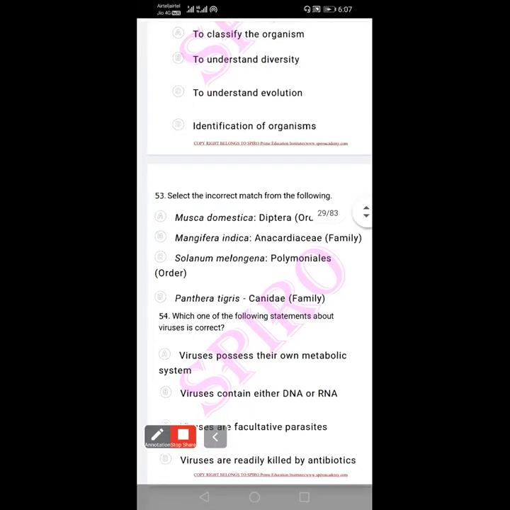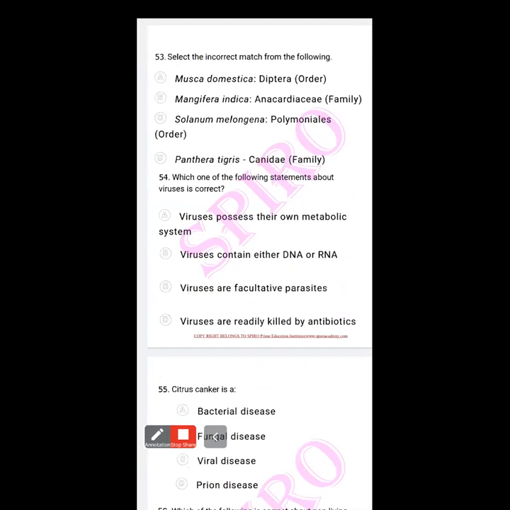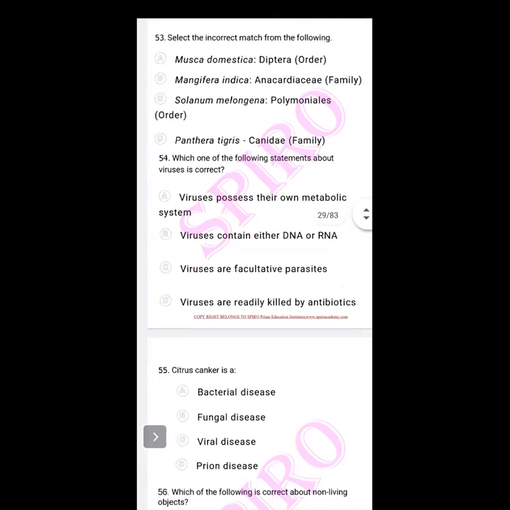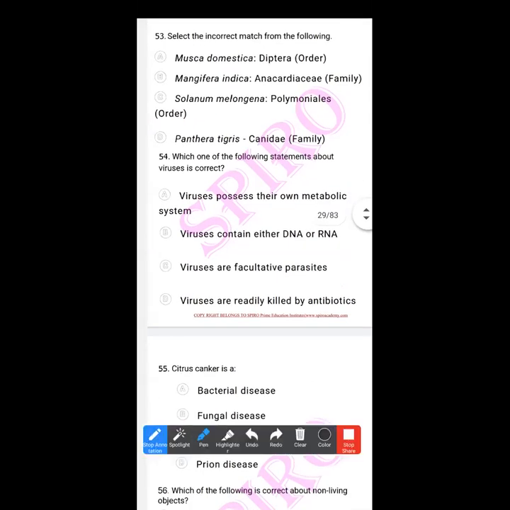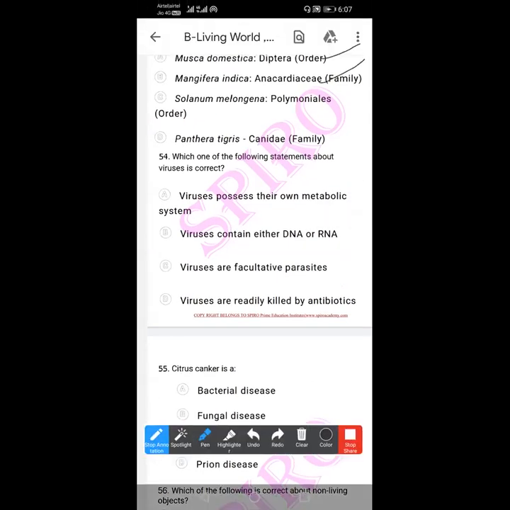So question number 53. Select the incorrect statement from the following. Musca domestica. Yes, it belongs to the order Diptera. Mangifera indica. It belongs to the family Anacardiaceae. Yes, it's correct. You can see this particular thing in a tabular column given in the lesson Living World. Solanum melongena. Yes. Panthera tigris. Yes, this is the incorrect option. So Panthera tigris belongs to the family Felidae, not Canidae. So it should be Felidae. So the incorrect option is option D.